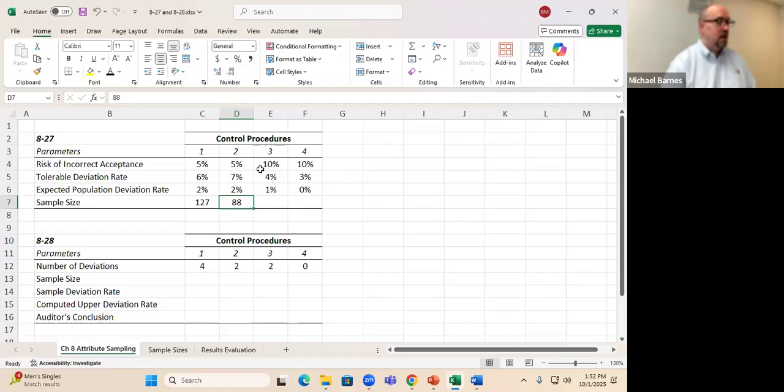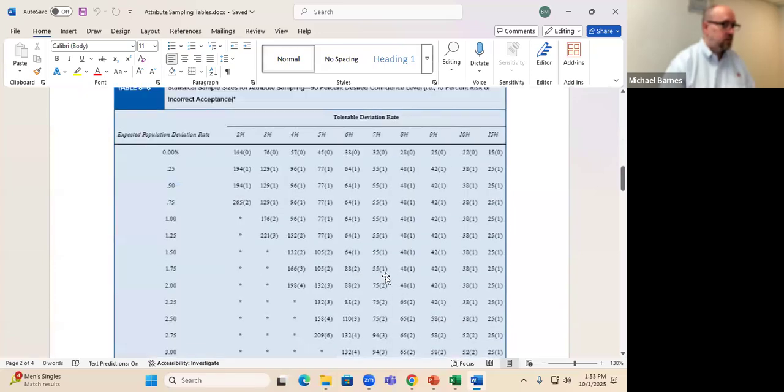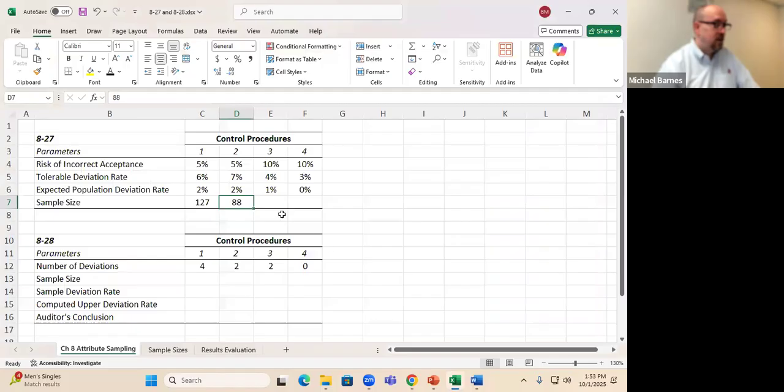And in fact, that's what happened. Yes, okay. Now we'll take a look at this one. We've got the risk of incorrect acceptance of 10%, a tolerable deviation rate of 4%, and an expected population deviation rate of 1%. So let's take a look at that. Now this is the second table, because if we're talking about a risk of incorrect acceptance of 10%, the confidence level has to be 90%. So for 4% and 1%, we have 96 with 1 in parentheses. All we care about here is the 96 items, excuse me.